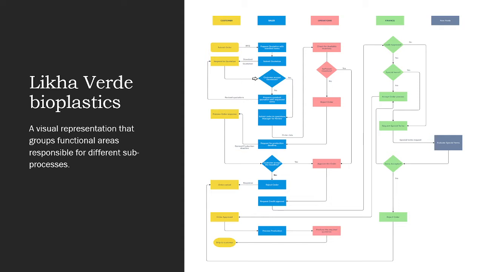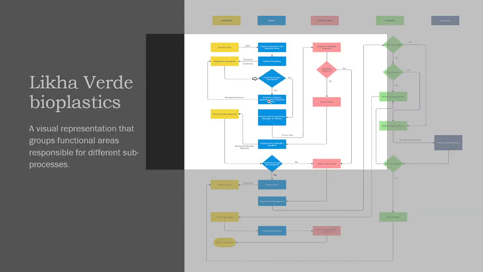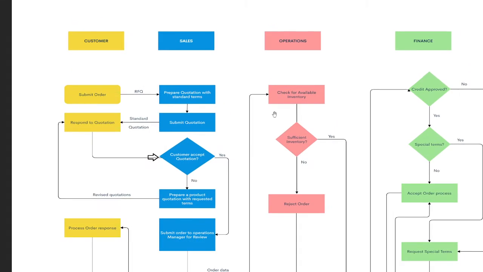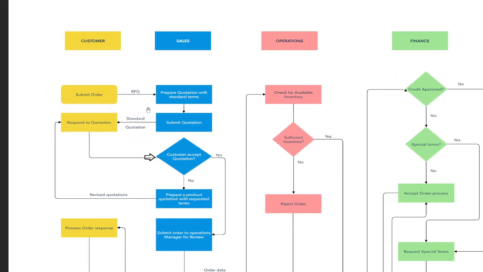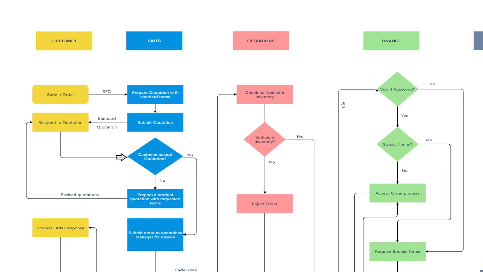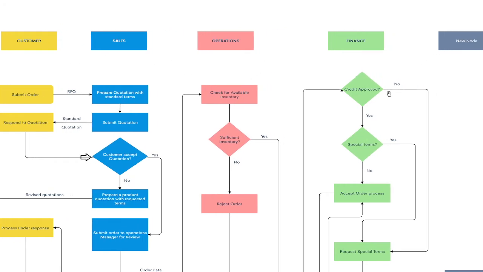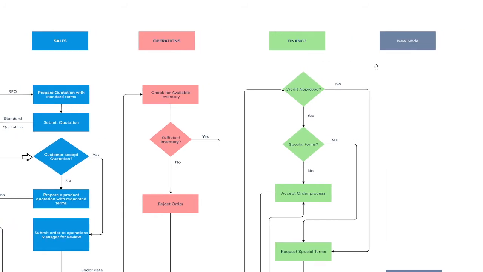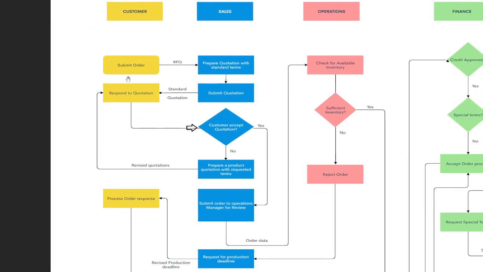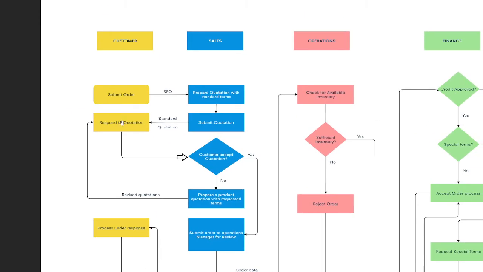First, I will show you the visual presentation that groups functional areas responsible for different sub-processes. In this swim lane flowchart, I made 5 departments: the department for customer, sales department, operations department, finance department, and this should be marketing department, but there's a typo error, so I'm sorry. So first, this is a flowchart for the order processing of a customer.